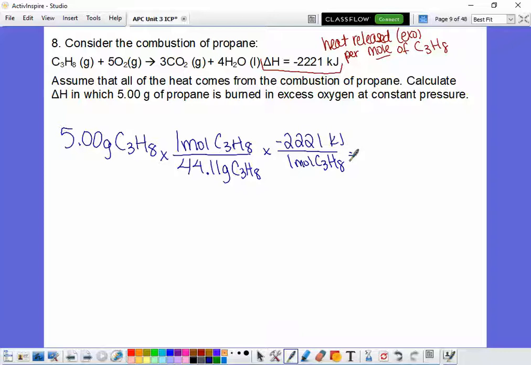Yes, I know I just put a negative in a dimensional analysis stoichiometry problem. That's perfectly acceptable when you're talking about energy. Because all that negative tells us is that energy is being released. Okay? So what do you get? Negative 252 kilojoules.